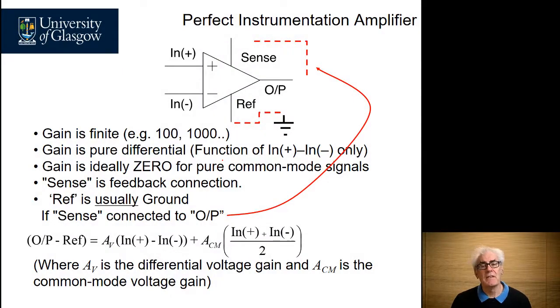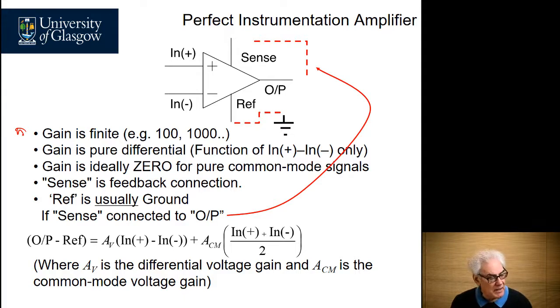So let's look a little at a perfect instrumentation amplifier. The first thing is it usually has finite gain, often 100, 200, 1000 times. And this gain is set very accurately on the instrumentation amplifier by resistors built into it. It is purely differential gain. In other words, the output voltage is very close to just a function of the voltages appearing at the two inputs. And ideally, this gain is zero for common mode signals.